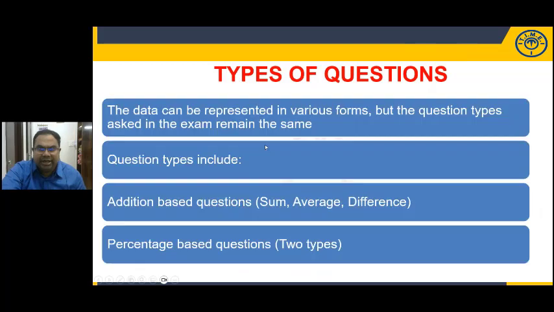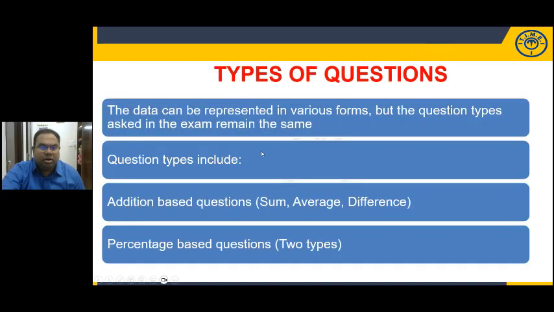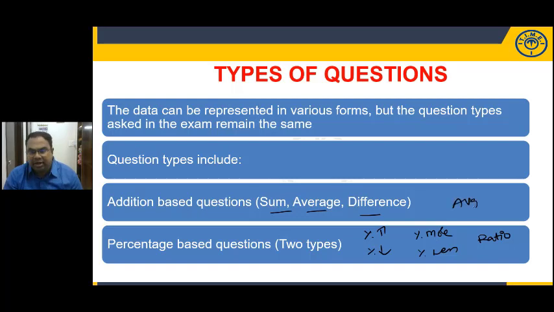Question types. Basically, the questions are sum based questions. What is the average? What is the difference? What is the sum? Or percentage based questions. Percentage increase, percentage decrease, percentage more, percentage less, or what is the ratio of these two things? Or you will have a question on average growth rate. Most of your questions will revolve around these concepts.